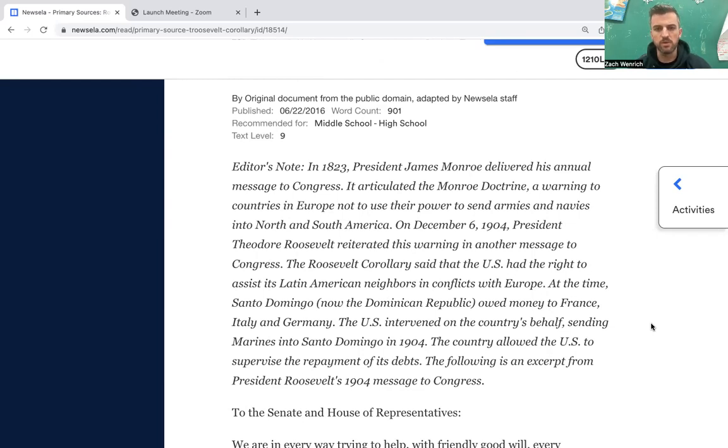The Roosevelt corollary said that the United States had the right to assist its Latin American neighbors in conflicts with Europe. At the time, Santo Domingo, now the Dominican Republic, owed money to France, Italy, and Germany. The U.S. intervened on the country's behalf, sending Marines into Santo Domingo in 1904. The country allowed the U.S. to supervise the repayment of its debts. The following is an excerpt from President Roosevelt's 1904 message to Congress.